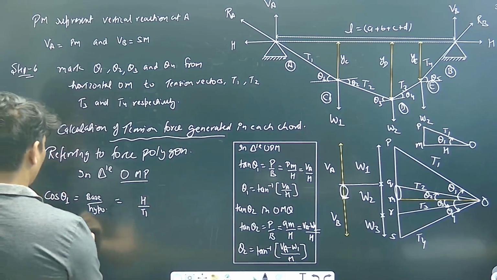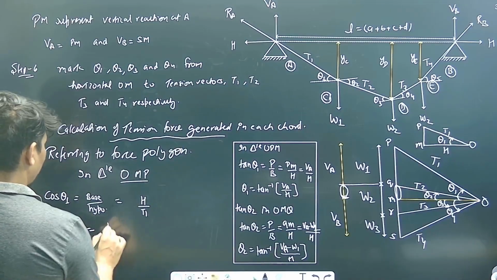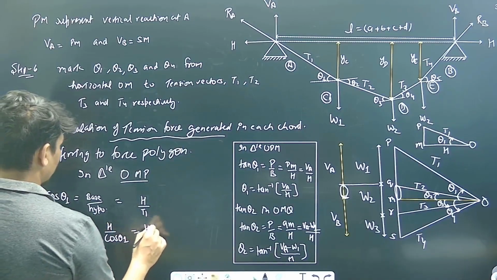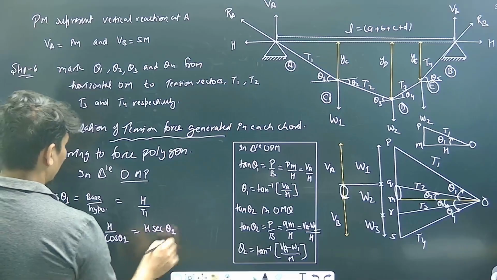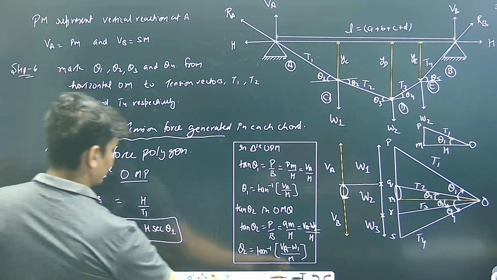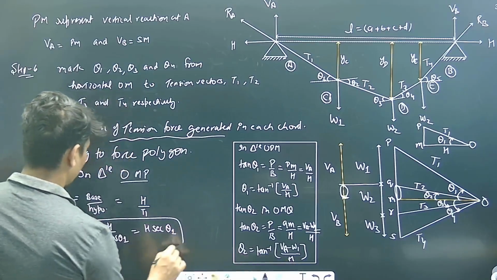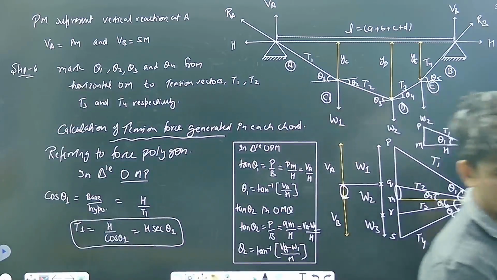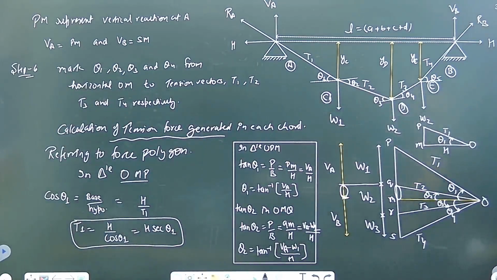right? So how to calculate this T1? T1 is h by cos theta 1, which is equal to h sec theta 1। cos से निकल जाएगा, sec में कन्वर्ट करने की जरूरत नहीं है। ट्रिग्नोमेट्री के फॉर्मूले लिख दिए मैंने, ये h sec theta 1। Did you understand till now?